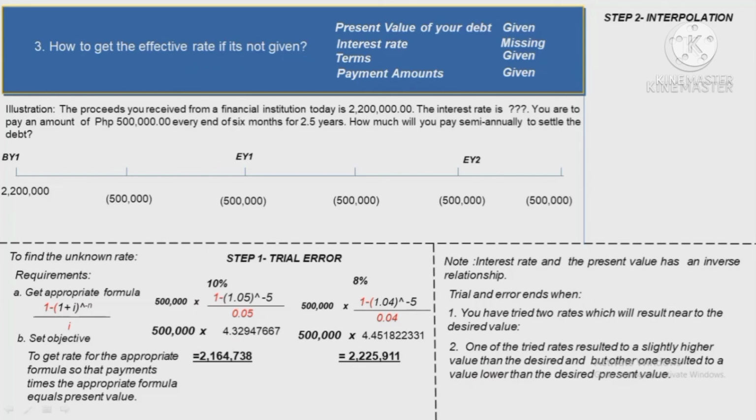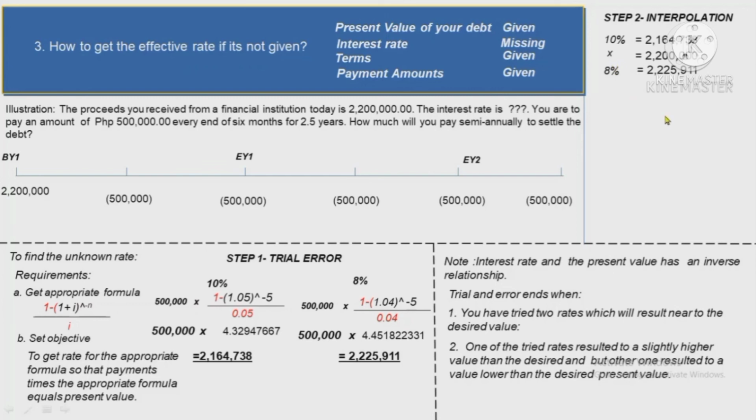In this particular step, the first thing that we should do is to arrange the tried rates as well as the resulting present values. So we have 10%, and the 10% resulted to 2,164,738. We also tried 8%, and the resulting present value is 2,225,911. After that, we're going to put in the middle the 2.2 million, which is the desired present value, and the X, which represents the unknown effective rate.